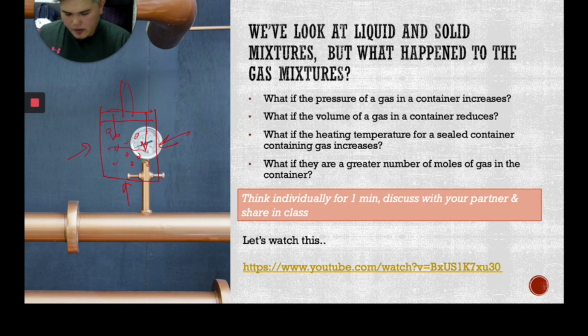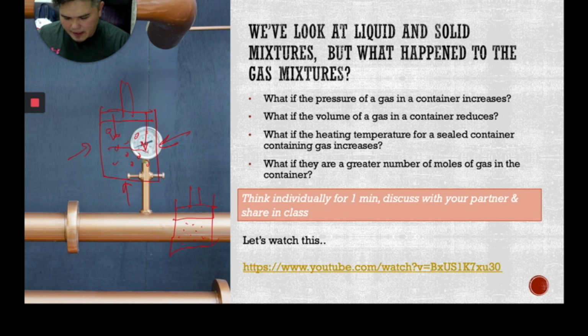Similarly, if you have another container and the volume is reduced, it is a similar case to the pressure. Even if you contain the same amount of gas, it becomes tighter and the molecules become close to each other.